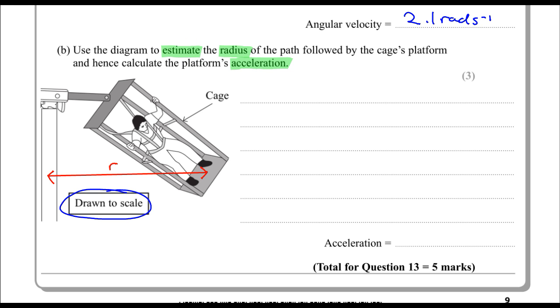So we can measure the radius from the diagram, and the measurement I got was 3.7 centimeters, and this depends on how big your diagram is actually. So that's not a fixed number, but everything will be scaled up and down accordingly, so the final answer shouldn't matter.